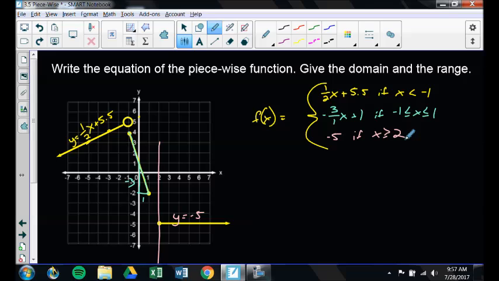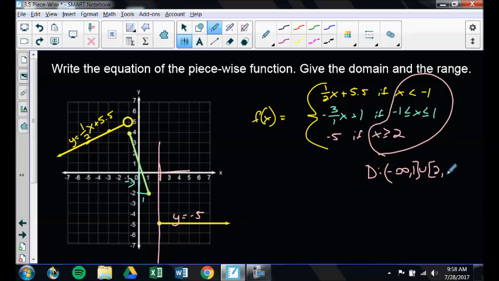You want the domain? There's the domain. I can say it's going from -infinity to 1, as well as from 2 to infinity. Or I could list it out in set builder notation with all those things just copied down.